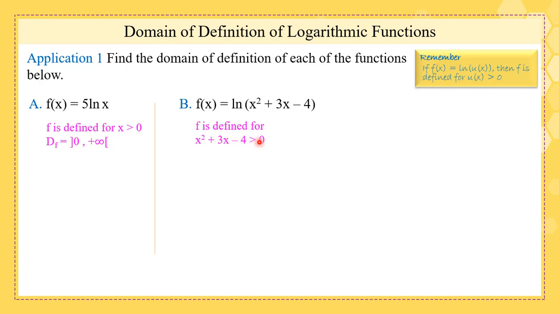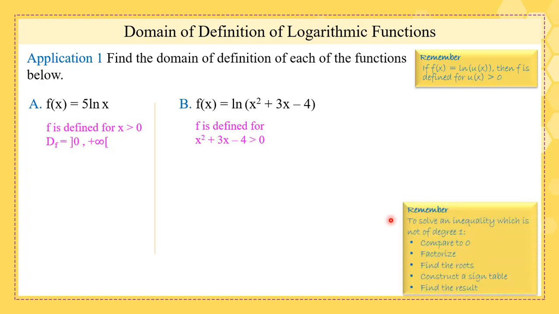This is a second degree inequality. Remember, we compare to 0, we factorize, we find the roots, we construct a sign table, and then we find the final result. The roots in this case would be negative 4 and 1, and applying same, opposite, same, we get this table of signs, and we need it to be positive, so the domain of definition is negative infinity, negative 4, union 1, plus infinity, all excluded.